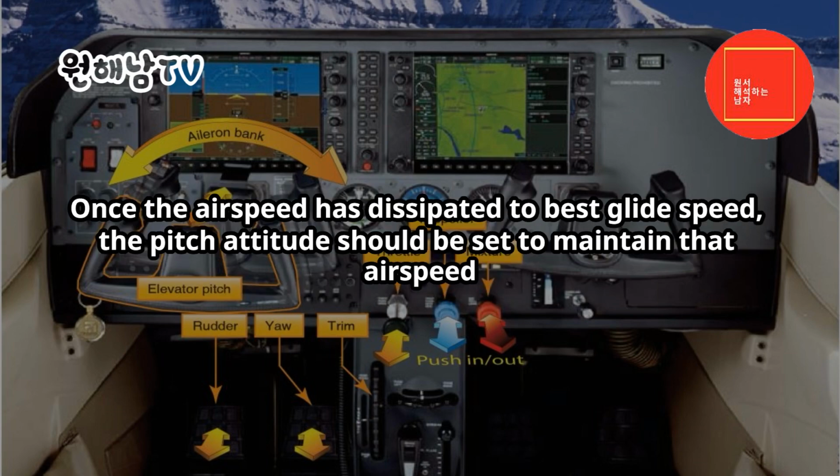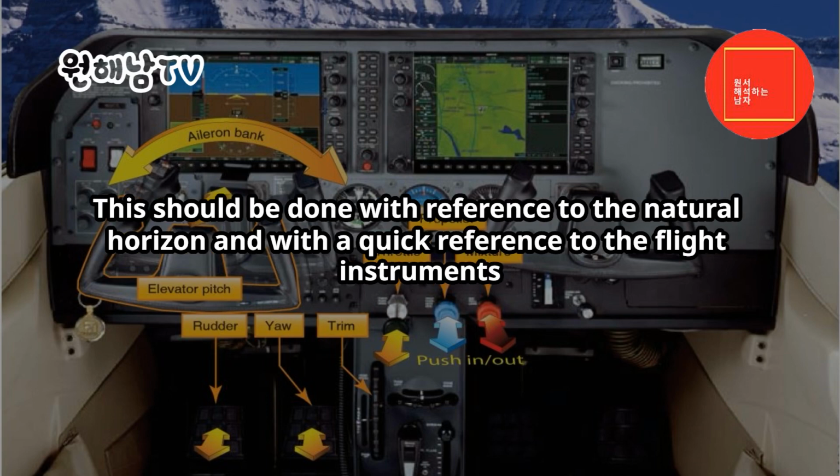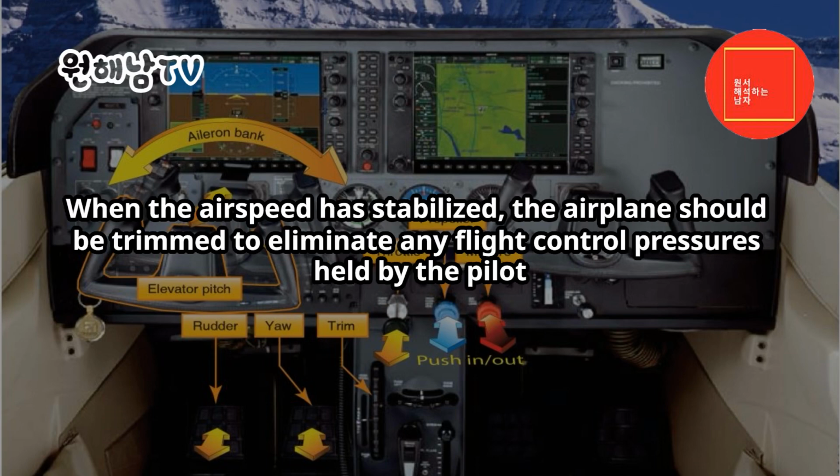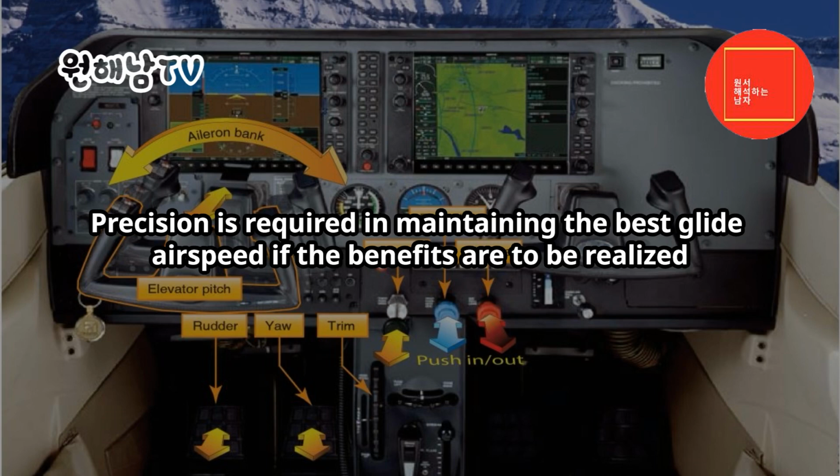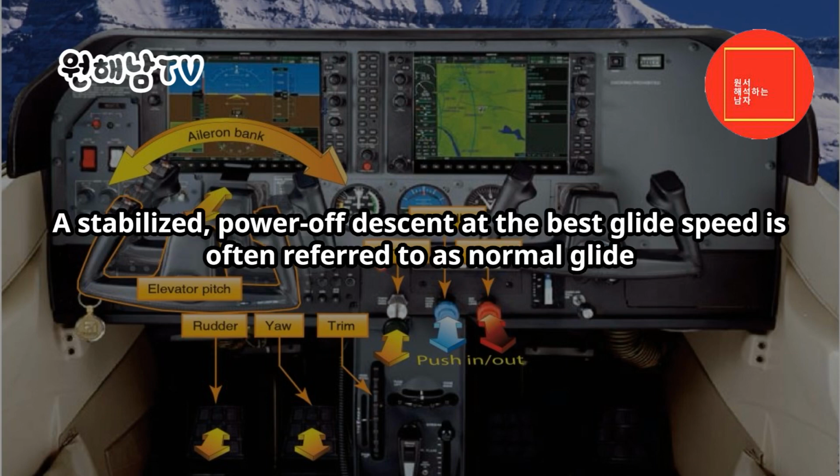Once the airspeed has dissipated to best glide speed, the pitch attitude should be set to maintain that airspeed. This should be done with reference to the natural horizon, and with a quick reference to the flight instruments. When the airspeed has stabilized, the airplane should be trimmed to eliminate any flight control pressures held by the pilot. Precision is required in maintaining the best glide airspeed if the benefits are to be realized. A stabilized, power-off descent at the best glide speed is often referred to as normal glide.